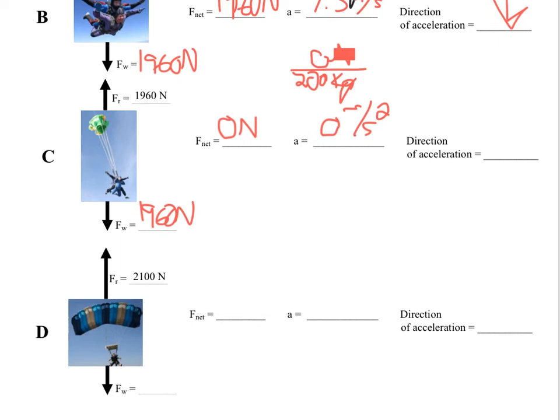Velocity, the objects are moving. They have a speed. But if acceleration is 0, it just means that they have a constant velocity. So they're just going a continuous speed downward. They're not speeding up, they're not slowing down, they're just going at the same speed that they were right before they open their parachute. And now the direction of acceleration, well, really they don't have one because they're not accelerating.